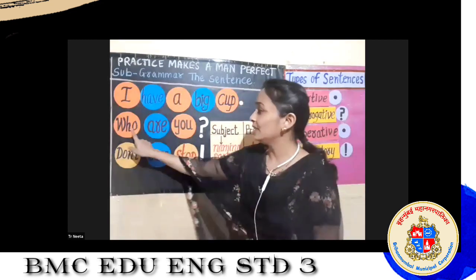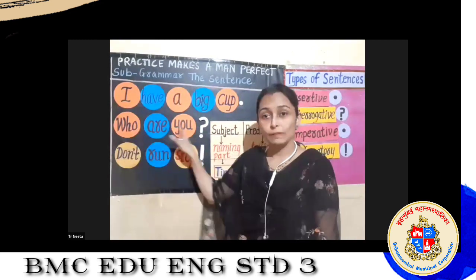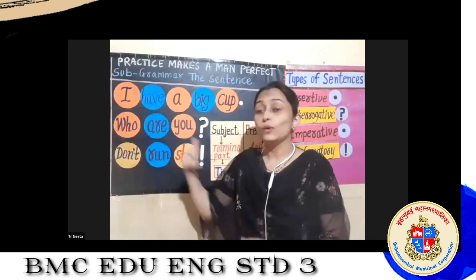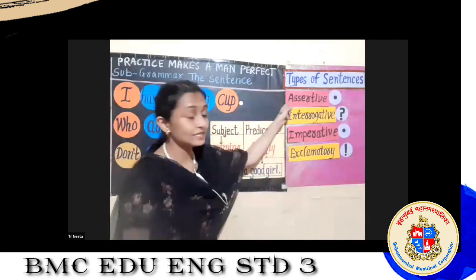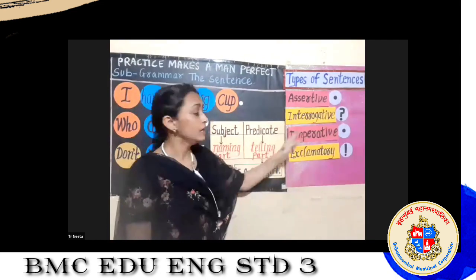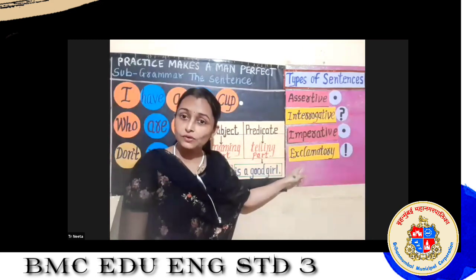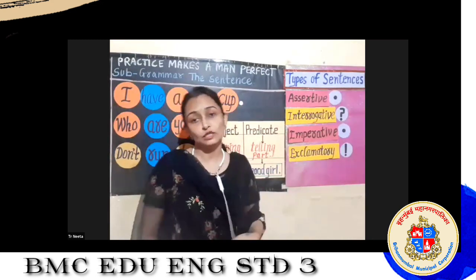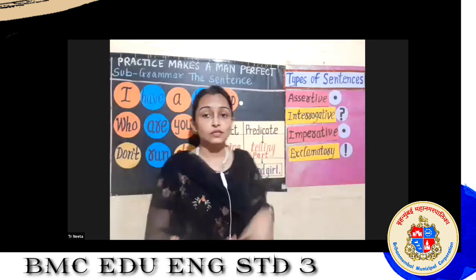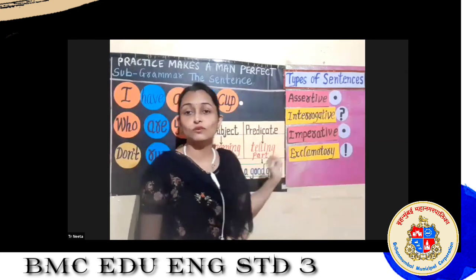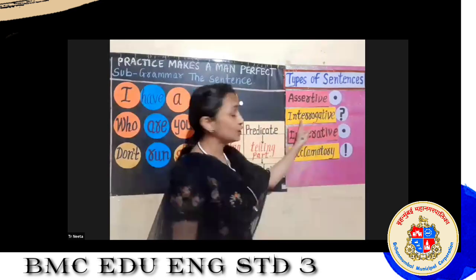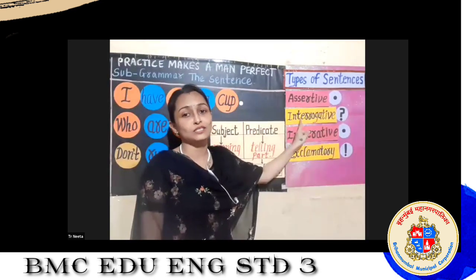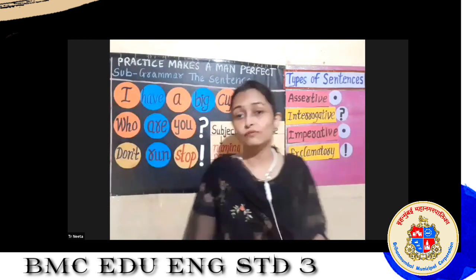Now, can you tell me this second sentence? Who are you? Which type of sentence is this? Is it assertive? Is it interrogative? Is it imperative? Or is it exclamatory, children? Can you tell me? Come on, write in your chat box. The first one, the second one, the third one, or the fourth one? Yes, very good, Aditi. It's the second type of statement, the interrogative. Very good, children. This is the interrogative type of sentence.